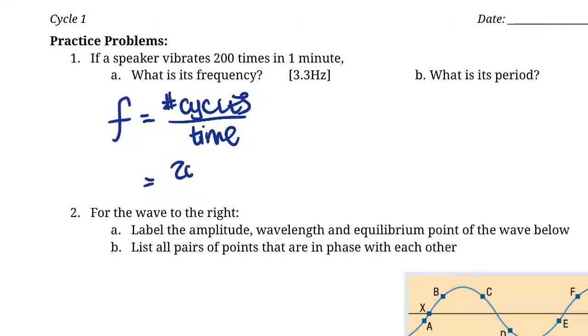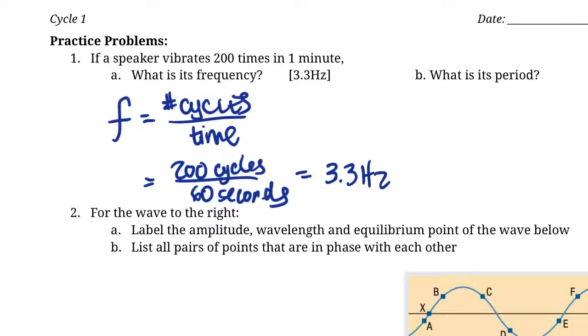So 200 cycles, and the time is 1 minute, so 60 seconds. So our frequency ends up being, if we do the calculation, 3.3 hertz, or 3.3 cycles per second. So every second, the speaker goes back and forth 3.3 times. You would not be able to hear this. Human hearing basically starts around 20 hertz. So this is too low of a frequency for us to ever hear.